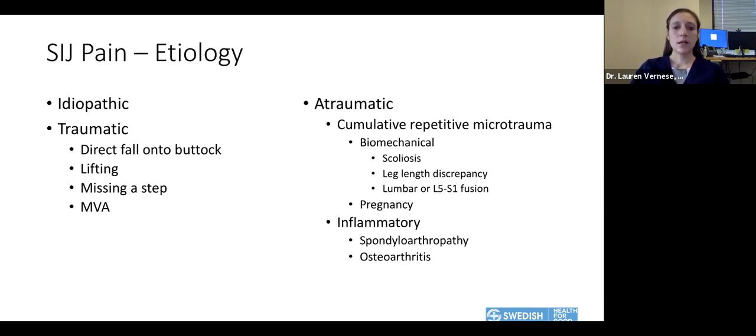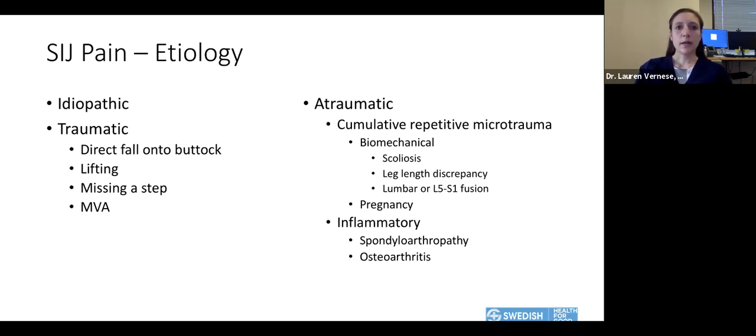Sometimes lifting can contribute to the sacroiliac joint getting stuck in a non-physiologic or an abnormal pattern that can cause pain. Sometimes missing a step, so if you go to take a step and then suddenly you jam your leg, that can cause a shear on the sacroiliac joint and either tear the ligaments or cause the sacroiliac joint to get stuck. Also, motor vehicle accidents can be a contributing factor. I've had patients where their right foot was on the gas pedal when they were either rear-ended or hit another car in front of them, and then their sacroiliac joint gets jammed on that side.